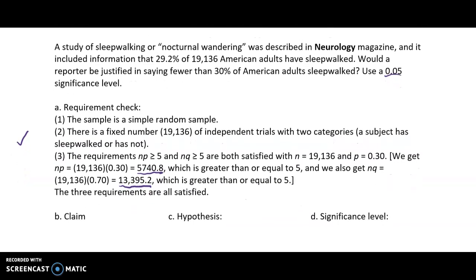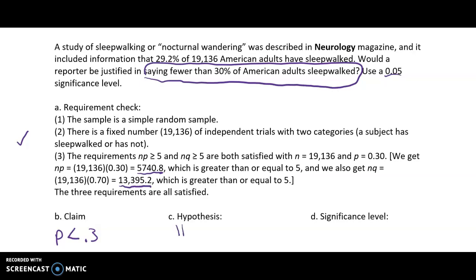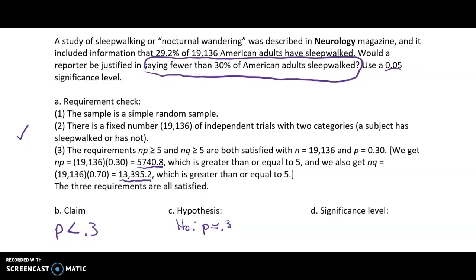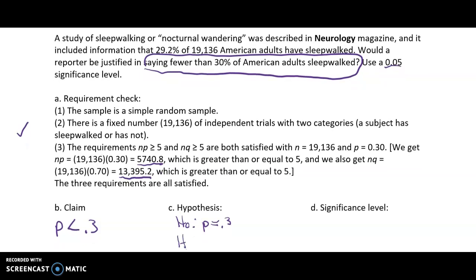First, our claim is that fewer than 30% of American adults sleepwalk. So that means we would be saying P is less than 0.3. This claim does not include equality. For our null hypothesis, we'll say that P equals 0.3. Now, for our alternative, we can simply use the same as the claim, since the claim didn't include equality. P is less than 0.3. The given significance level is alpha equals 0.05.